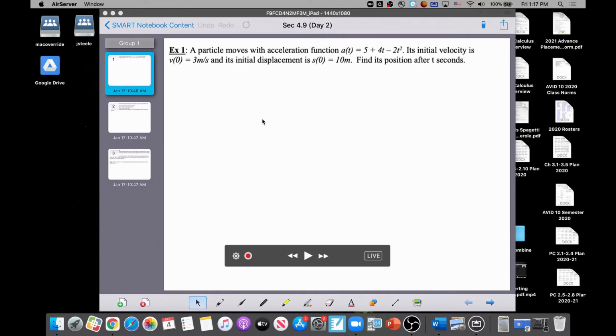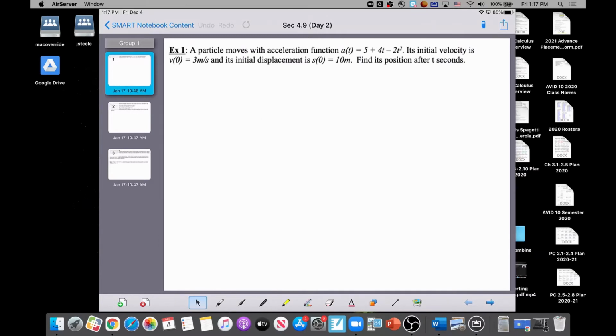Hello math friends, this is section 4.9 day 2 notes for AP Calculus. The second part of section 4.9 is just applications of antiderivatives.